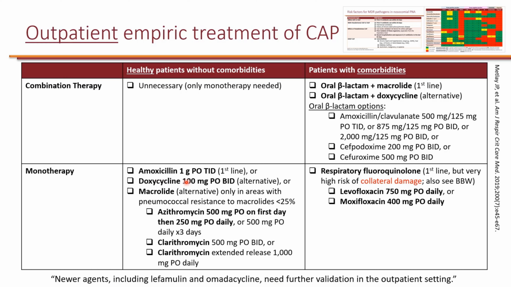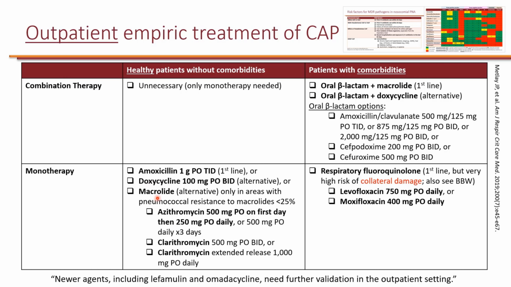Now, alternatively, if someone cannot tolerate amoxicillin because of contraindications or because of penicillin allergy, we can use doxycycline or a macrolide. The two macrolide options are azithromycin and clarithromycin. The reason doxycycline is considered alternative is basically because of limited clinical trials with doxycycline. There are more clinical studies with amoxicillin, so the efficacy of amoxicillin is proven and it's relatively safe.